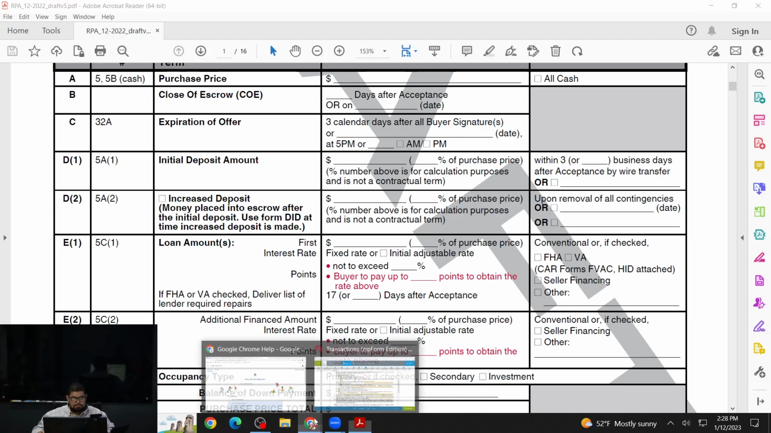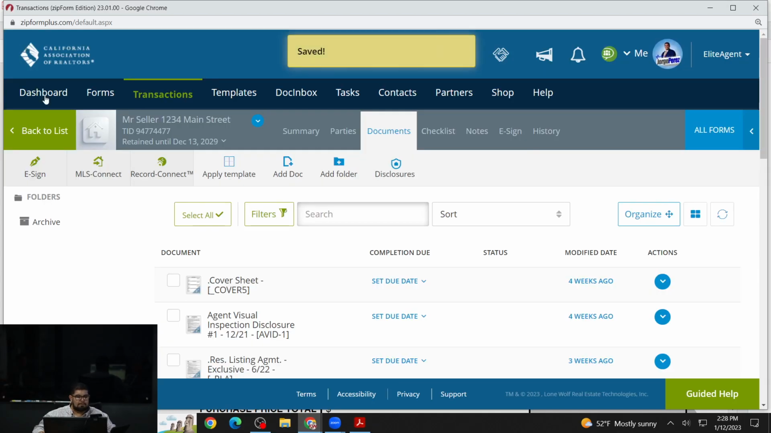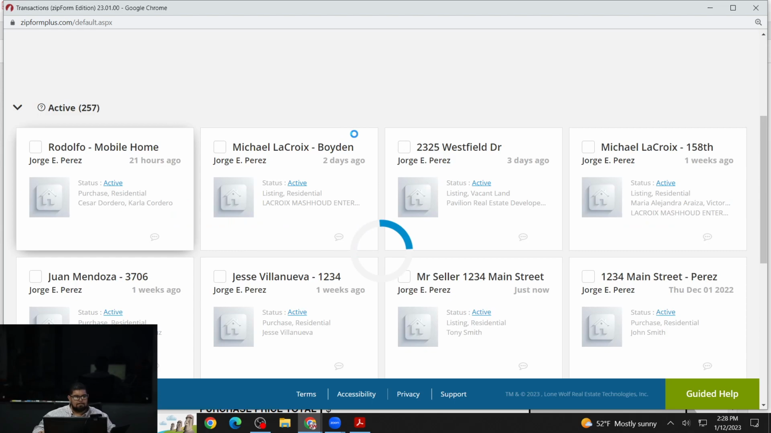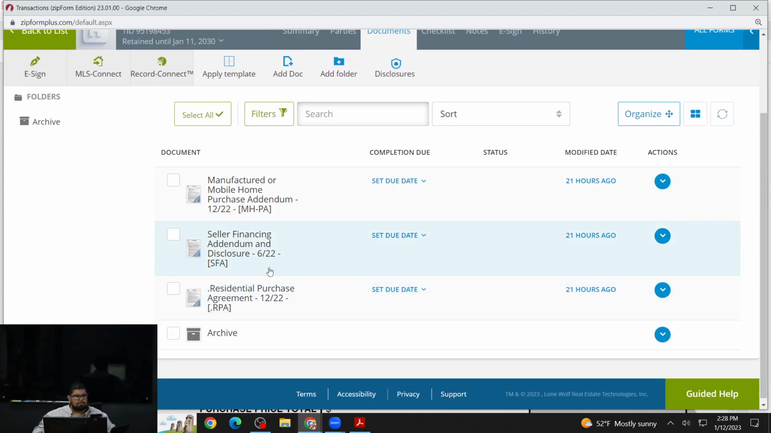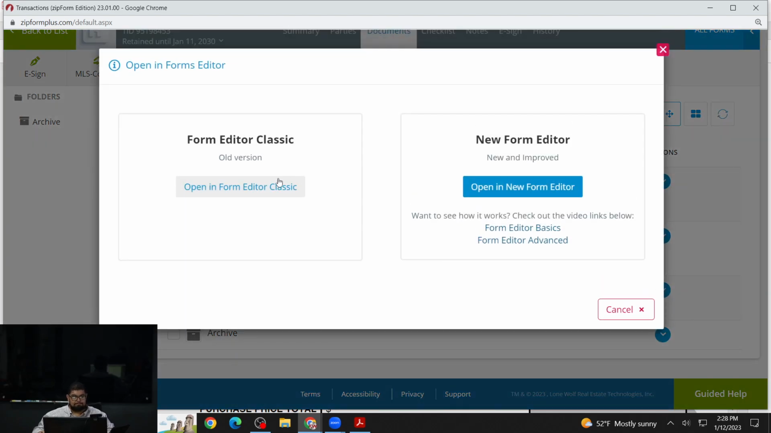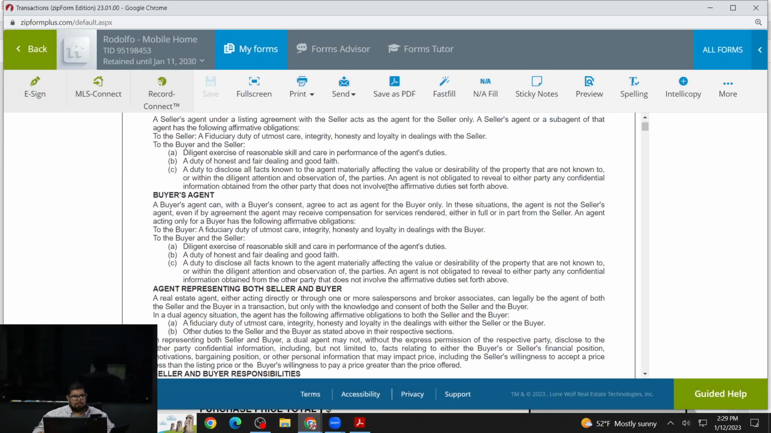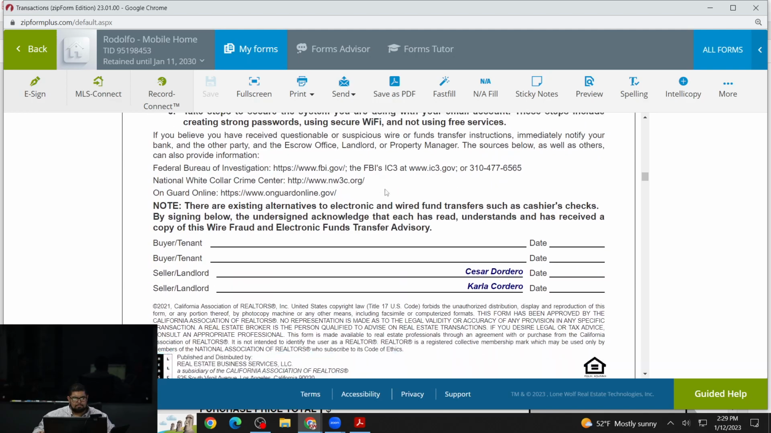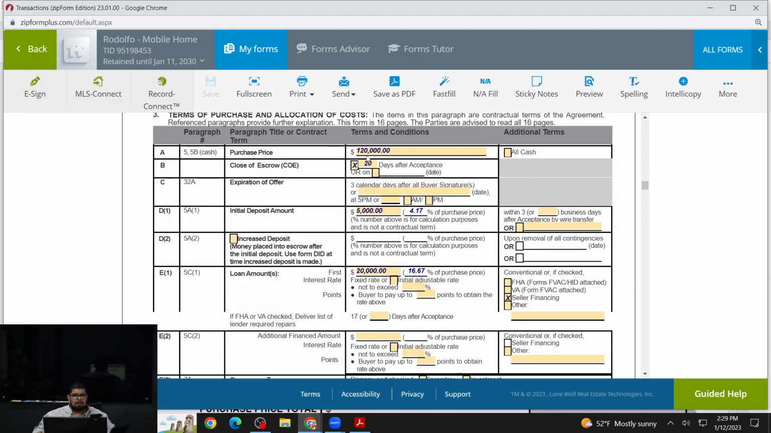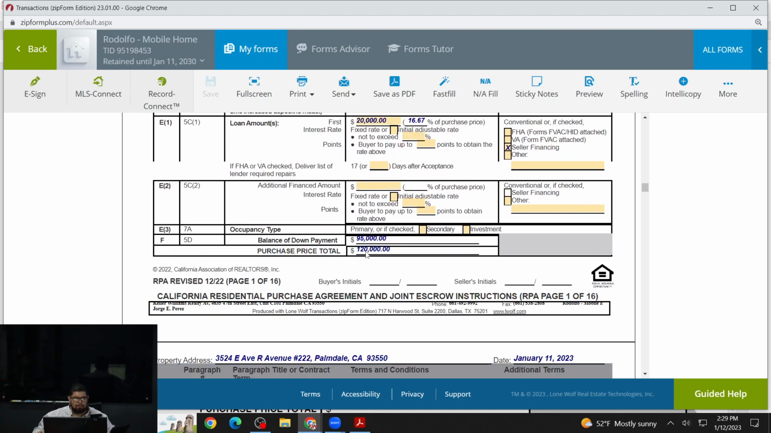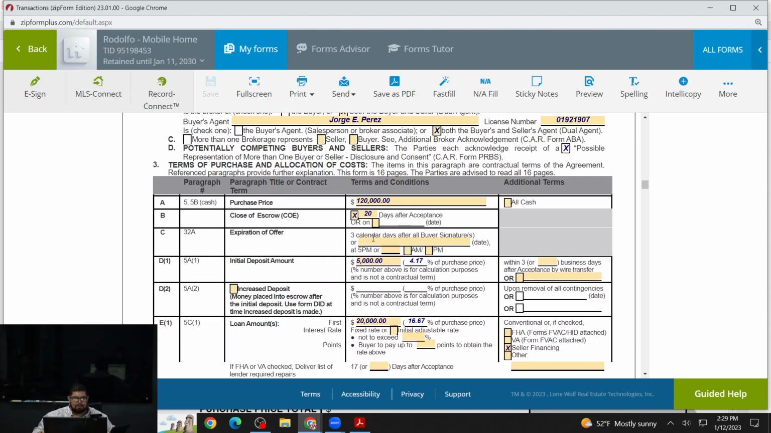This would be the same too if you're taking over payments. Got it. Seller financing addendum. Let me go back to the RPA. So in my RPA, $120,000 purchase, $5,000 deposit, loan amount $20,000, seller financing, for a total purchase price of $120,000. So 95 plus 5 equals what? 100. So that means he's coming in with $100,000 cash.